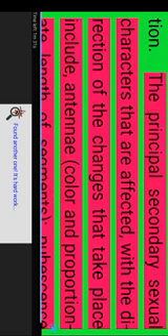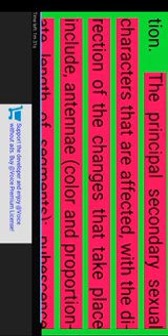The principal secondary sexual characters that are affected, with the direction of the changes that take place, include antennae color and proportionate length of segments, pubescence color, pollen collecting apparatus, size of tarsi and number of bristles, clypeus color and shape, mandibles color, and genitalia size, shape and proportions of parts. Clausen 1940. In Pholistes, no great modification in secondary sexual characters results from parasitism, but the most marked changes are found in Andrena.